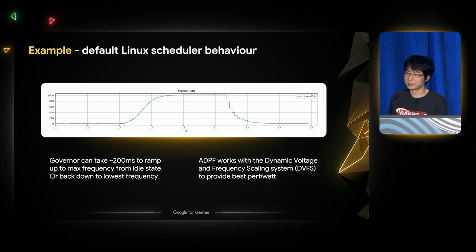This is a quick diagram of how the frequency manager of the Linux kernel works. It's called DVFS, and in Linux, CPU frequency is managed by the moving average of the task load. It slowly ramps up the CPU frequency and slowly ramps down the frequency as well. That takes almost 200 milliseconds, which means less performance and a waste of energy.